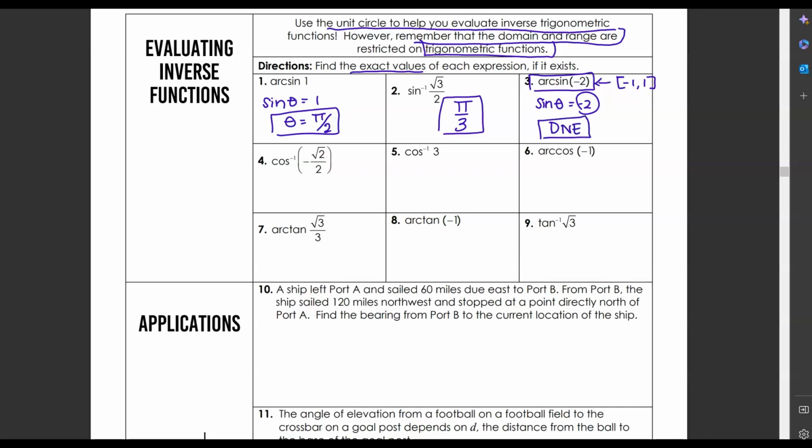Okay. All right, take a moment and try 4 through 9, keeping in mind that when we look at cosine inverse of negative 1, this is the same thing as saying arccosine of negative 1. Okay, so go ahead and try 4 through 9.